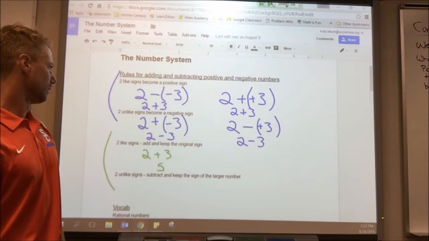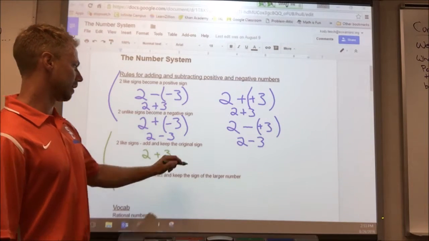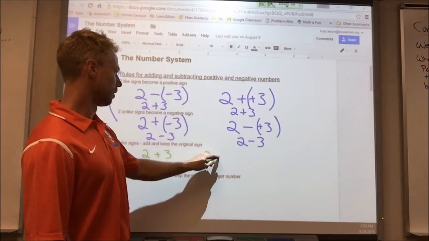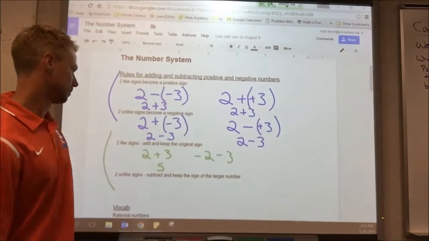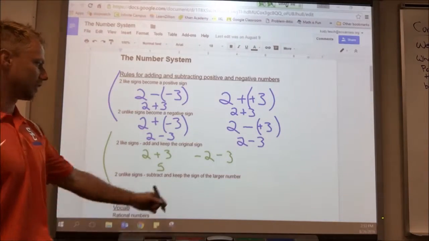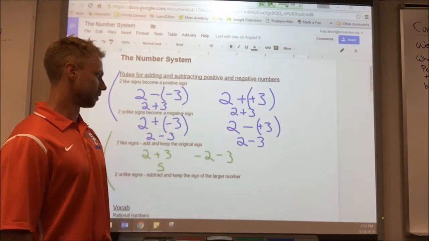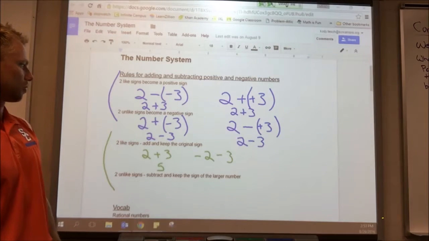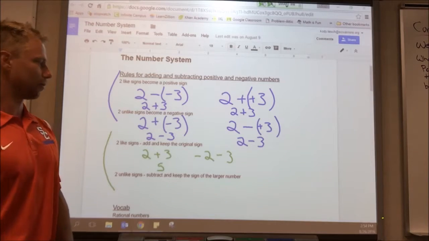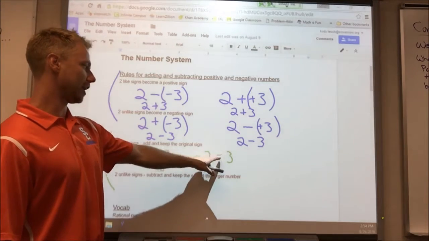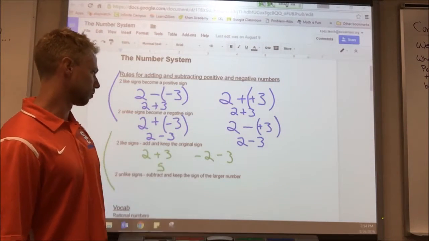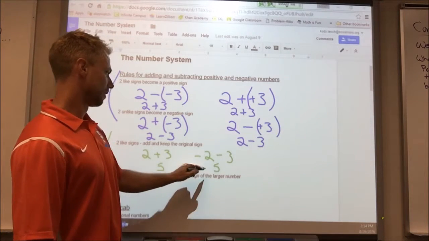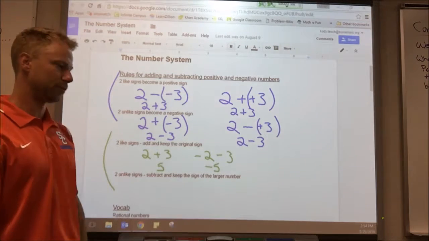Okay? If we have two negatives, we could do the same thing. So let's say we have a -2 minus 3. There are two like signs again. They're both negative. There's a negative in front of the 2. There's a negative in front of the 3. So you add and keep the original sign. The original sign this time is negative because they're both negative. So 2 plus 3 is 5. Keep the original sign would be a -5.